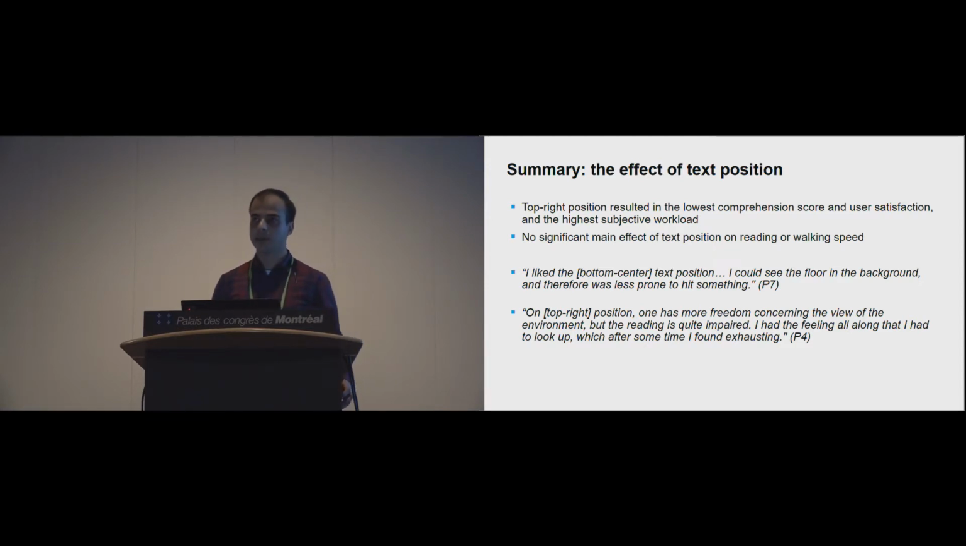So these results could be explained by the fact that when presenting the text in the bottom center position while walking, participants could easily see the environment, so they were less afraid of hitting something. However, when the text was shown in the top right position, it could get tiring to look at the top right all the time and walk at the same time.